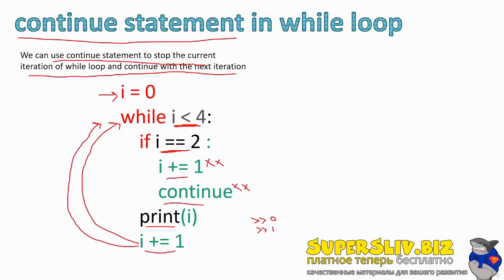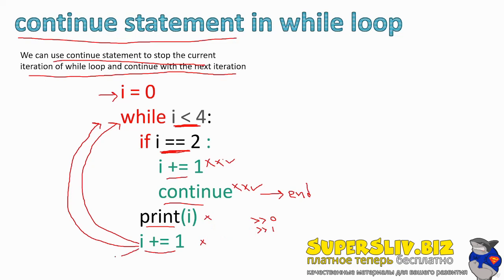i is equal to 2. So this condition is true. This time i is equal to 2, so this condition is true this time. Therefore, these two codes will be executed this time. It will add 1 to i. Now i is equal to 3. Then it will run the continue statement. So the current iteration will be stopped. Therefore, it will not run these two codes.